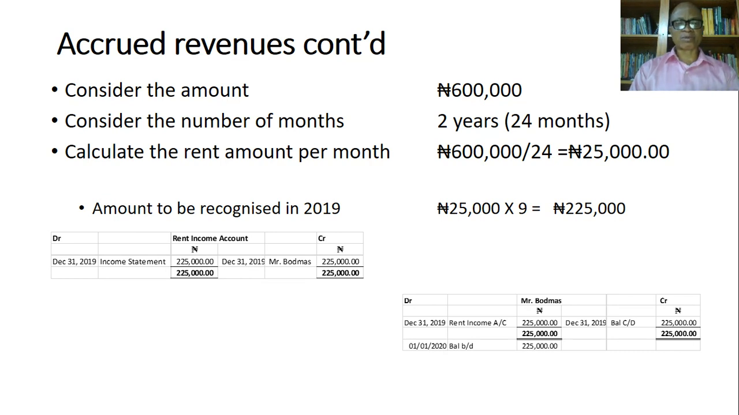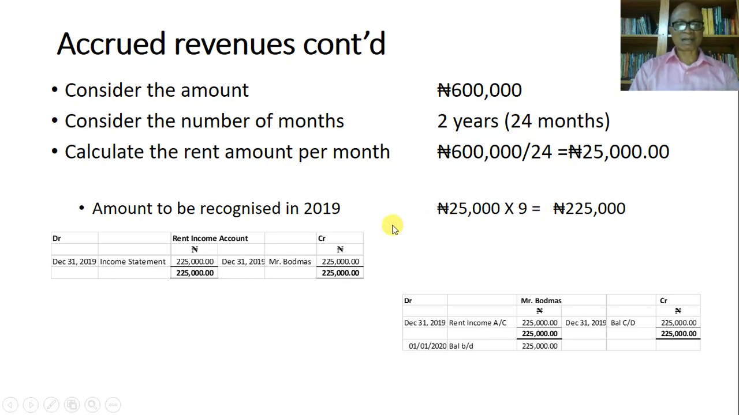Okay, so the amount to be recognized in 2019. Remember, this money is not coming until 2020, but you still have to recognize a portion of the total amount in 2019. That's what we're talking about, accrued revenues. All right, so that will be 25,000 multiplied by 9, and that will give you 225,000 naira. So let's look at our accounts here.